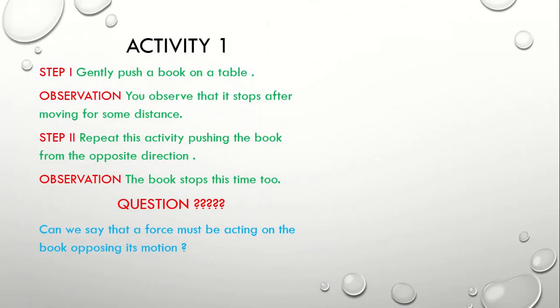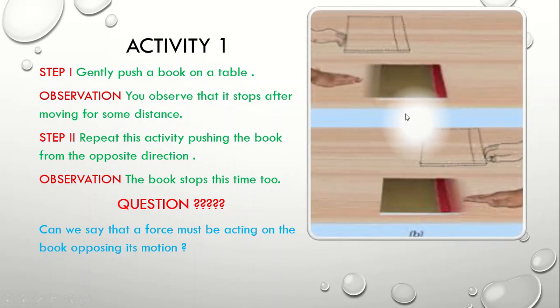So, let us explore more about friction. We will be doing activity number 1. First of all, gently push a book on a table. You can see in figure A there is a table and a book. You need to push it gently. You will observe that it stops after moving some distance.